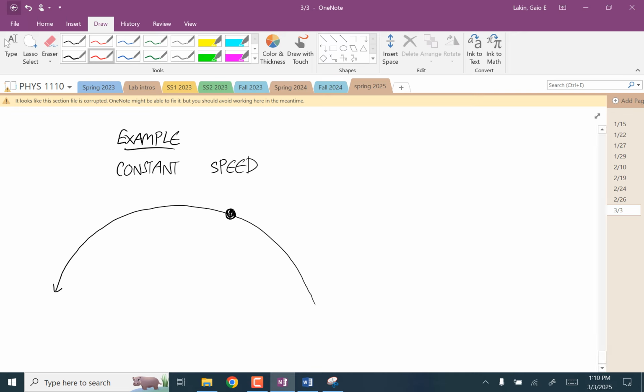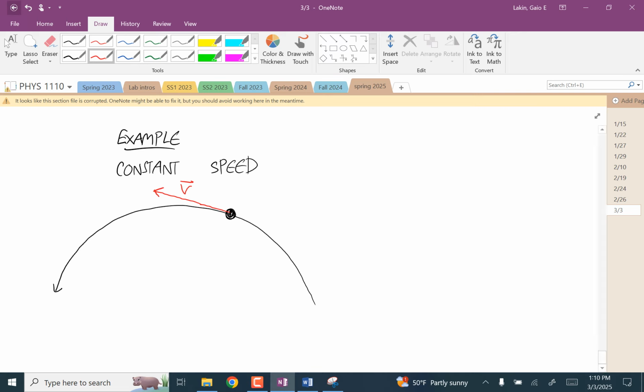The velocity vector is tangent to the path in the direction of motion, so this way. Since it's not changing speed, there's no A parallel. Remember, A parallel is just based on whether it's speeding up or slowing down. Okay, so there's no A parallel. We just leave that off.